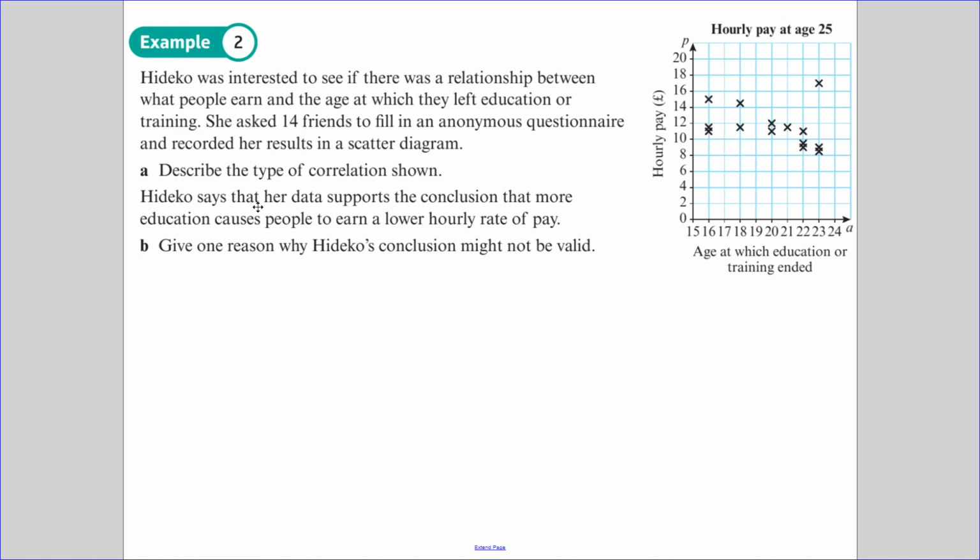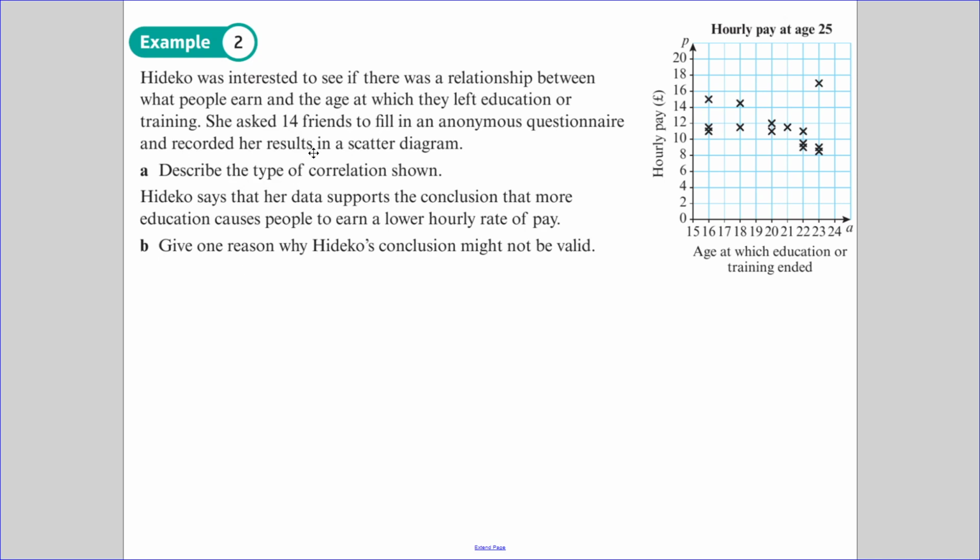This person says her data supports the conclusion that more education causes people to earn a lower hourly rate of pay. Give one reason why this conclusion might not be valid. I can think of several just from looking at this. This is a sample of 14 people, and they're all her friends. So this is a small sample size. So for number one, one reason why it might not be valid is the sample size is very small.